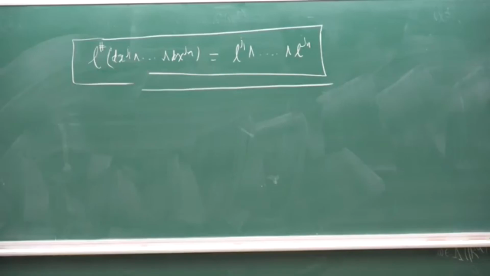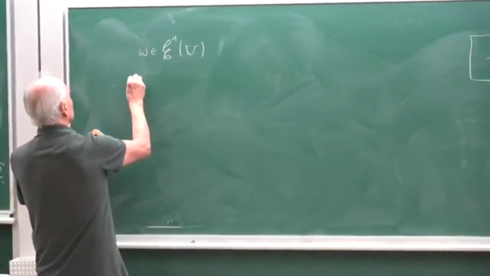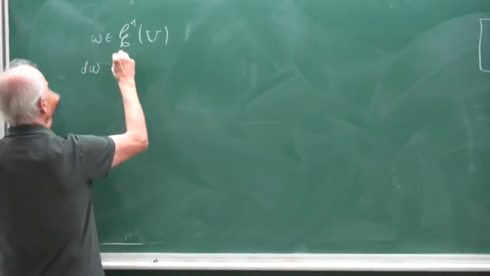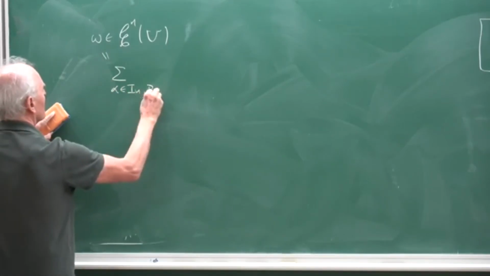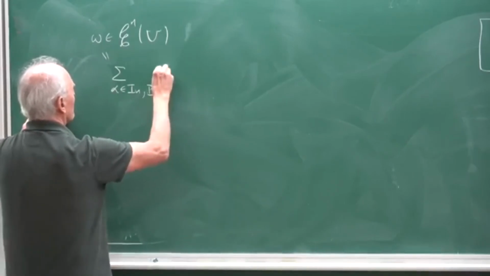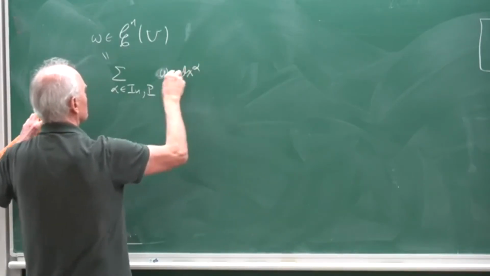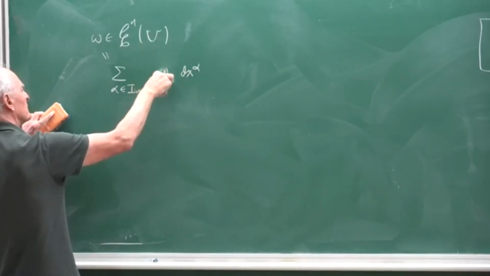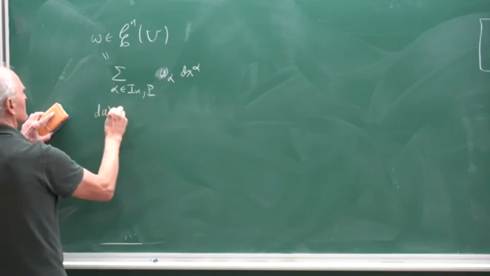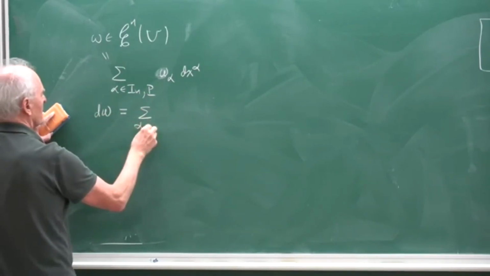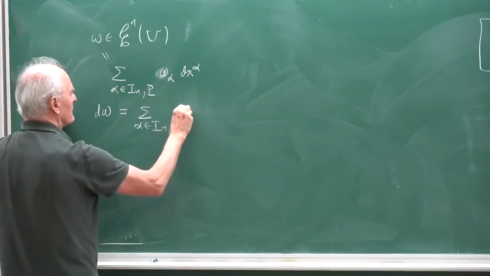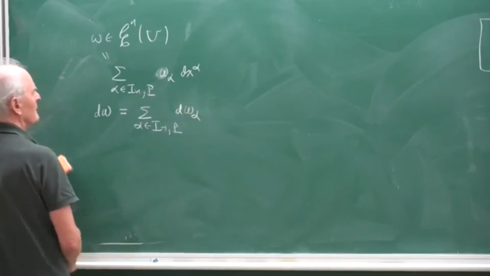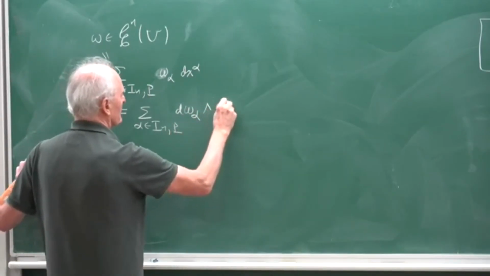So take a omega in E^n(U) and define d omega. So omega equals the sum of some omega_alpha dx^alpha, alpha in I_{n,p}. So this is a C infinity function on the set U then. And d omega is defined to be the n+1 form that you get by taking the sum over alpha, and then you take the differential of omega_alpha and wedge it with dx^alpha.